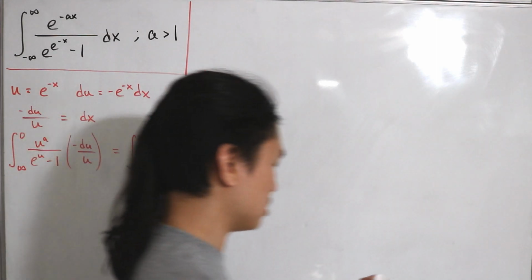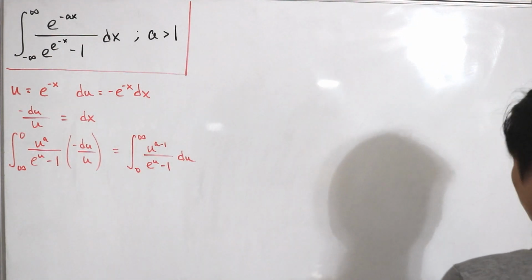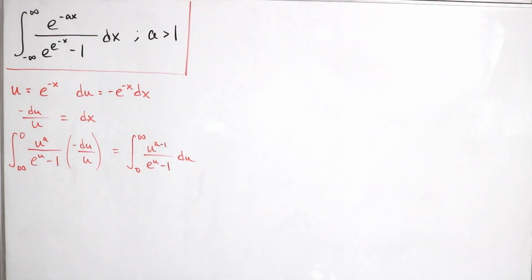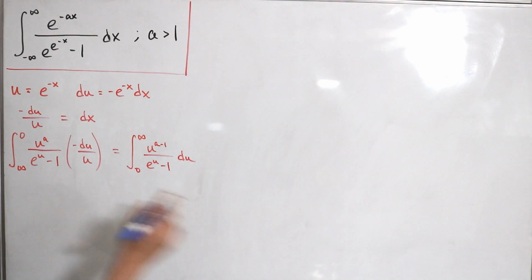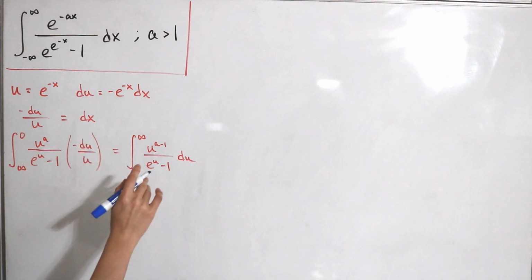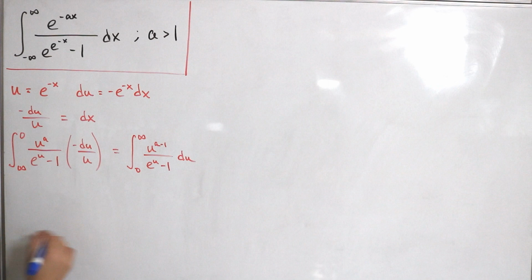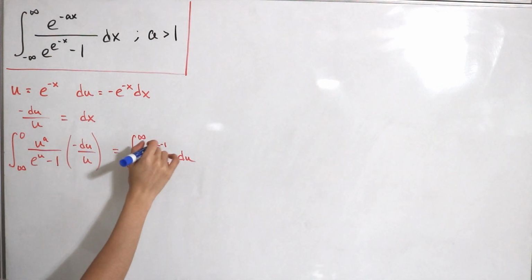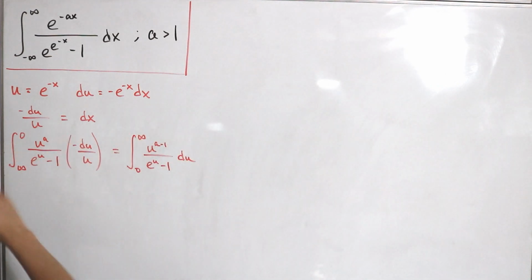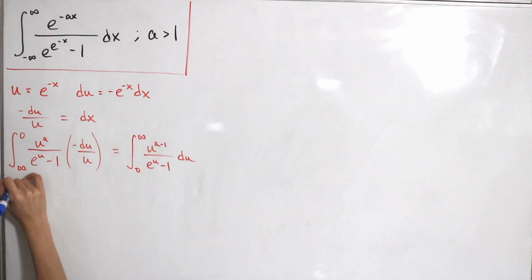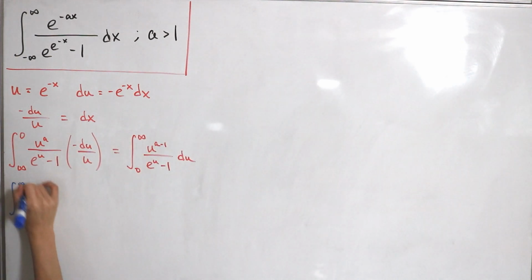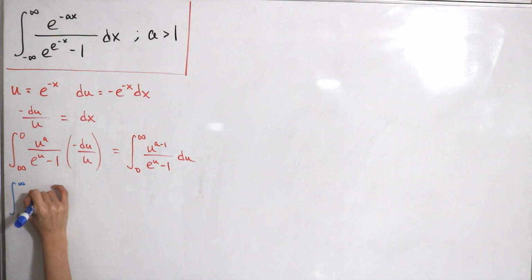Now, how do we take this further and proceed forward? Well, here's a little trick we can do. We're going to multiply by a 1. In other words, we multiply e to the negative u to both fractions, the numerator and denominator. I'll move the u to the power a minus 1 back outside, so it's not part of the fraction itself. So we have the integral from 0 to infinity of u to the power a minus 1.